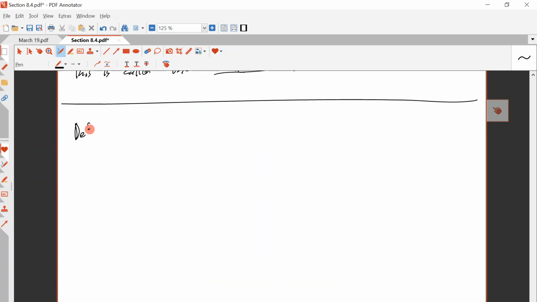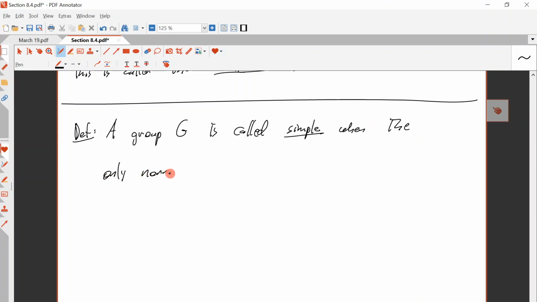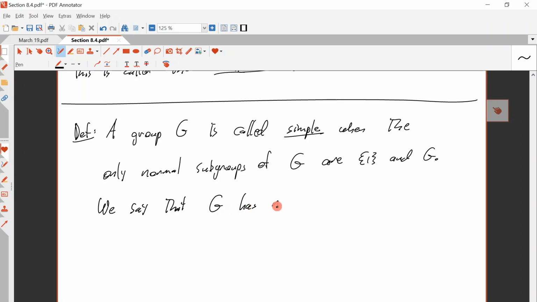Last topic. A group G is called simple when the only normal subgroups of G are just 1 and G. Essentially, we say that G has no non-trivial normal subgroups.